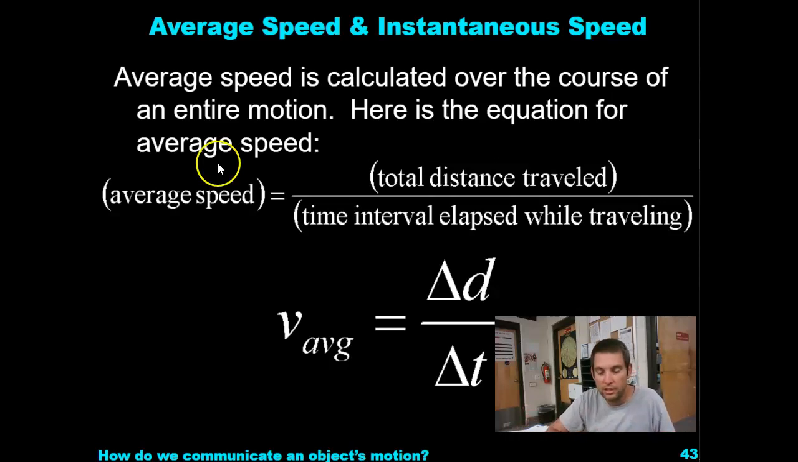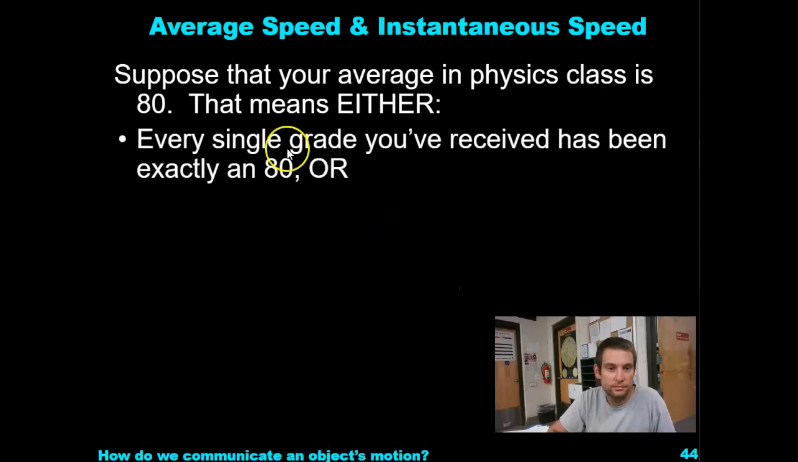So here's the equation. It is V_av, this little subscript here, average, equals delta D over delta T. In this case, this delta D is your total distance traveled over the total time that has elapsed while traveling. So if we're traveling for 40 miles an hour, and we're doing that for 2 hours, then that change in time is going to be 2 hours.